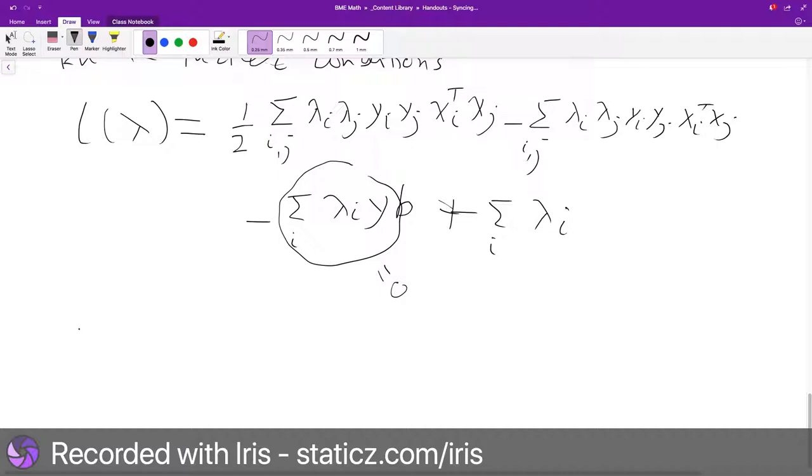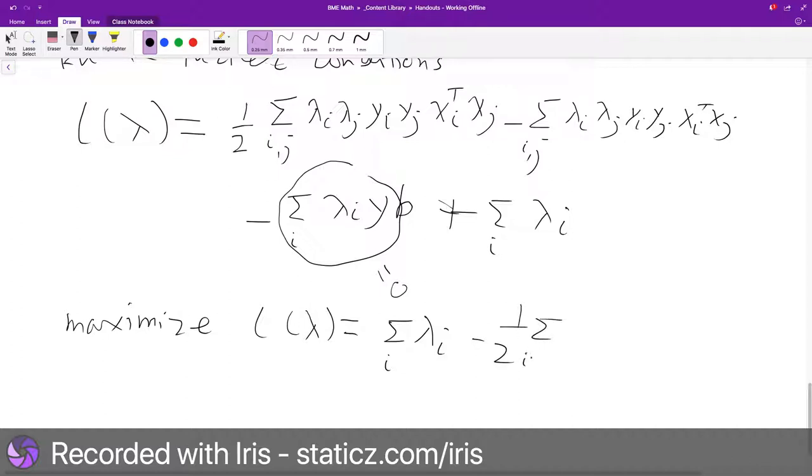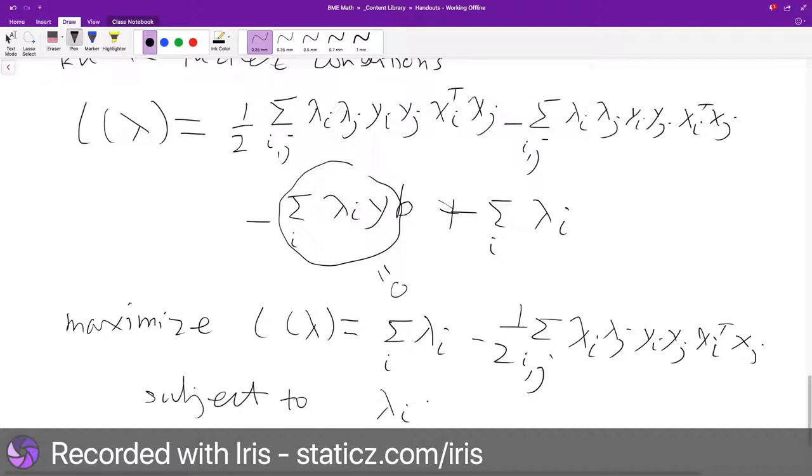So finally, our final optimization problem is to maximize this function of lambda, which equals the sum of lambda i minus 1/2 times the sum over all possible pairs i and j of lambda i, lambda j, y i, y j, x i transpose times x j. Your constraint is, subject to lambda i greater than or equal to zero, for i equal to 1, 2, 3, and so on. So this is the final thing we derived.